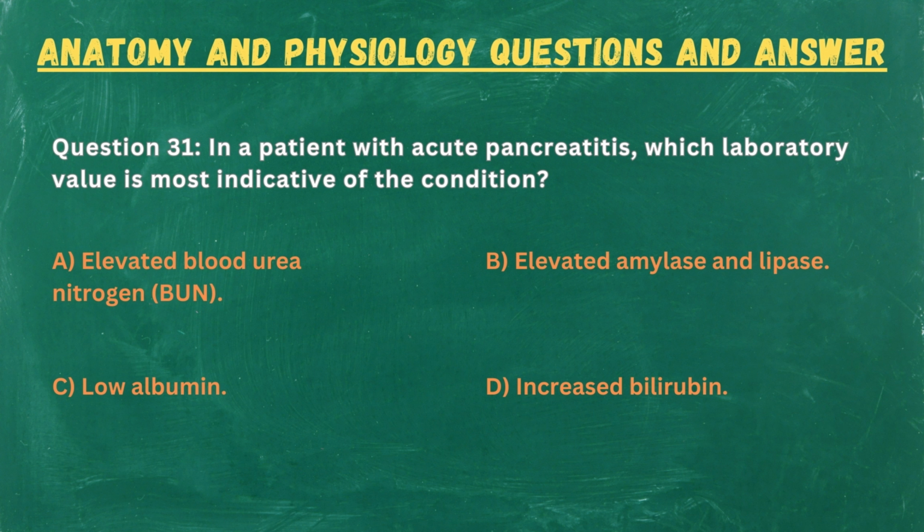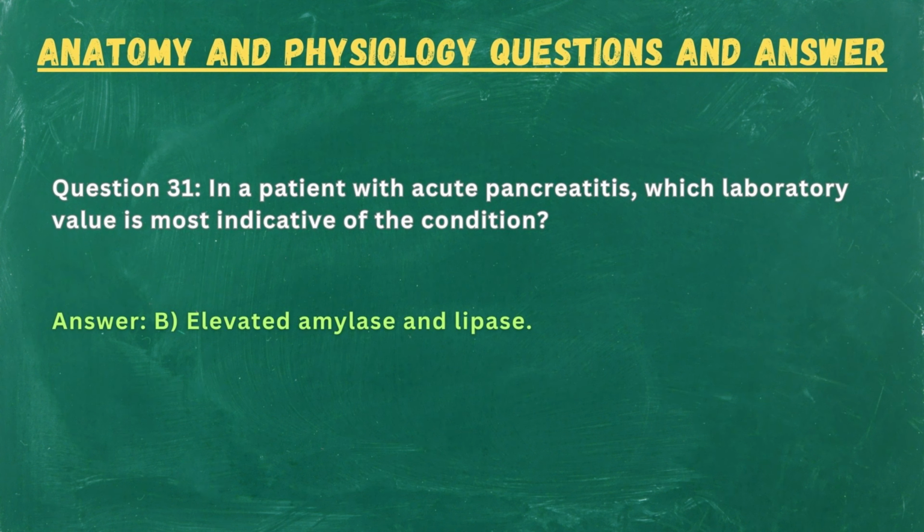Question 31. In a patient with acute pancreatitis, which laboratory value is most indicative of the condition? A. Elevated blood urea nitrogen, BUN. B. Elevated amylase and lipase. C. Low albumin. D. Increased bilirubin. Answer B. Elevated amylase and lipase.